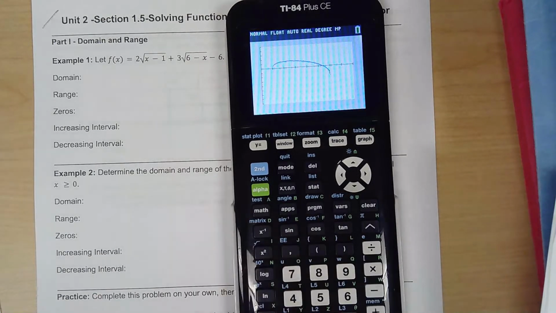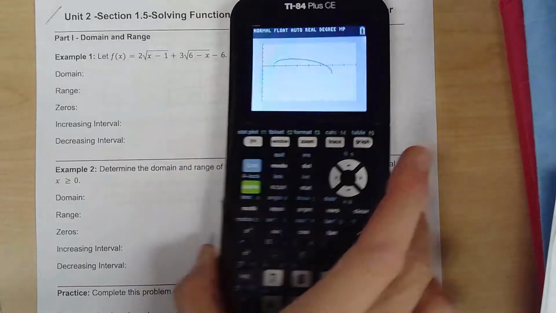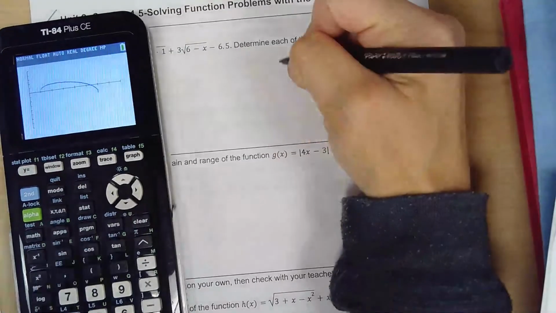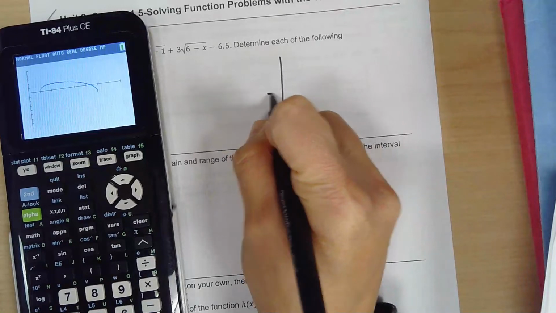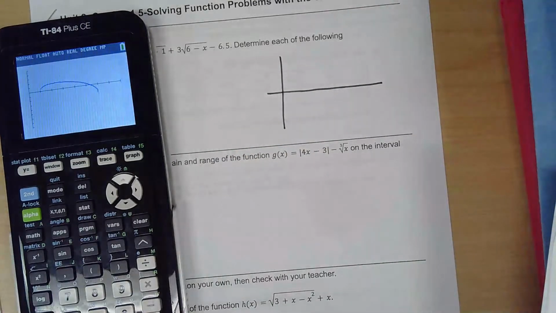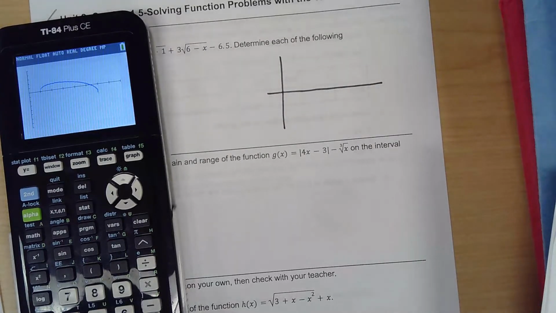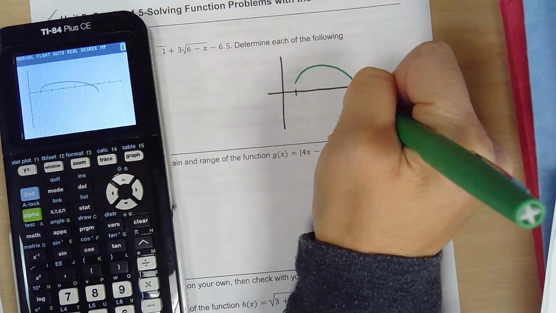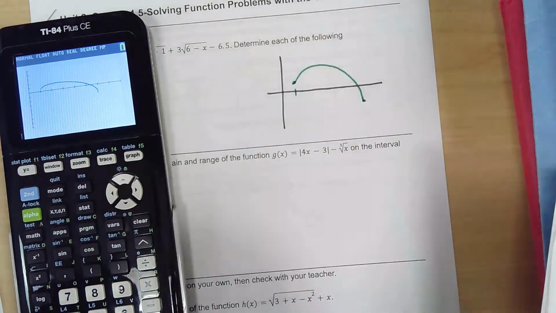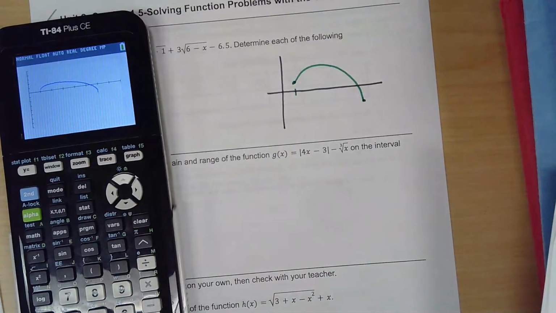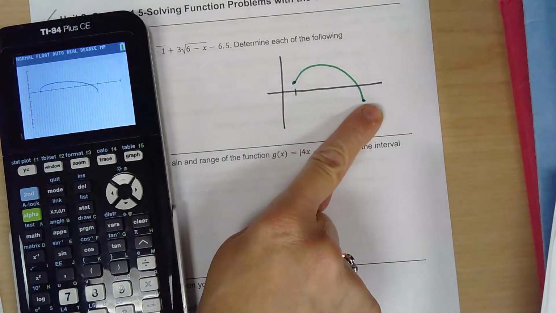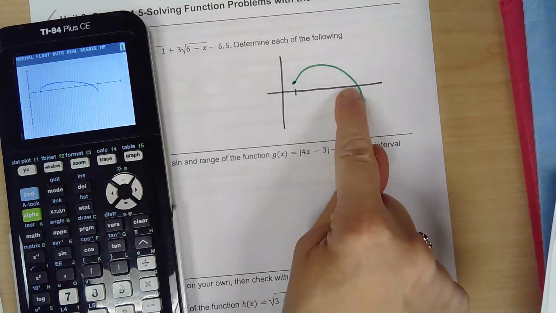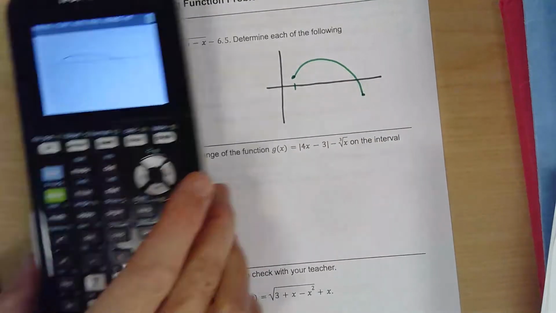What I'd like you to start is to sketch a graph of this on your paper, and then we're going to label all of the important parts. It's about right here, and then it goes here. The important parts that we want to label are these endpoints here, this max, and this 0. So we're going to go through all of those steps.